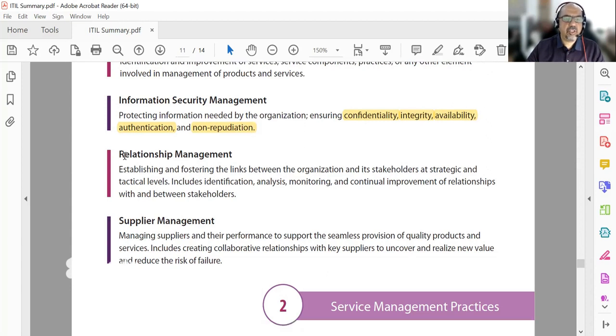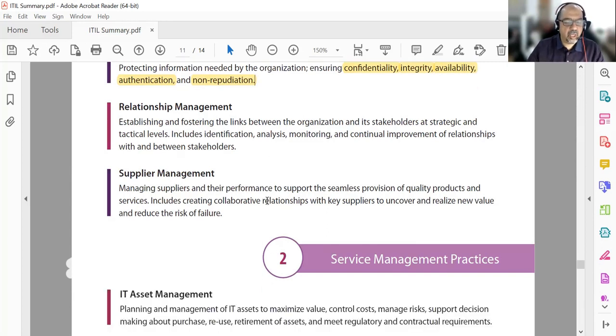Then we have relationship management, and this is the link between the organization and its stakeholders at different levels, strategic and tactical levels. So here we think about how can we identify this relationship, analyze that, monitor these relationships, improving these relationships between organization and its stakeholders, between different stakeholders, and so on.